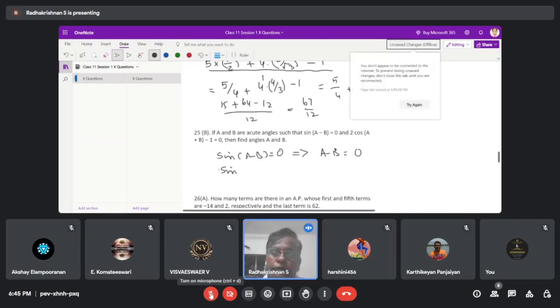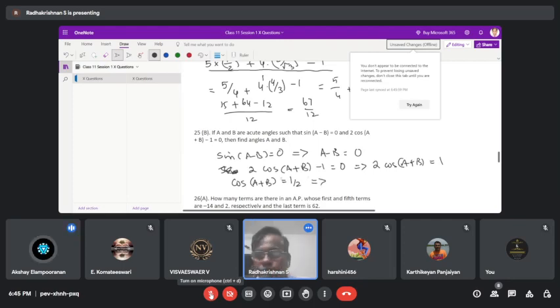So next thing is 2 cos A plus B minus 1 equal to 0, which means 2 cos A plus B equal to 1, cos A plus B equal to half. So for what angle is cos half? 60 degrees, sir. So A plus B is 60 degrees.